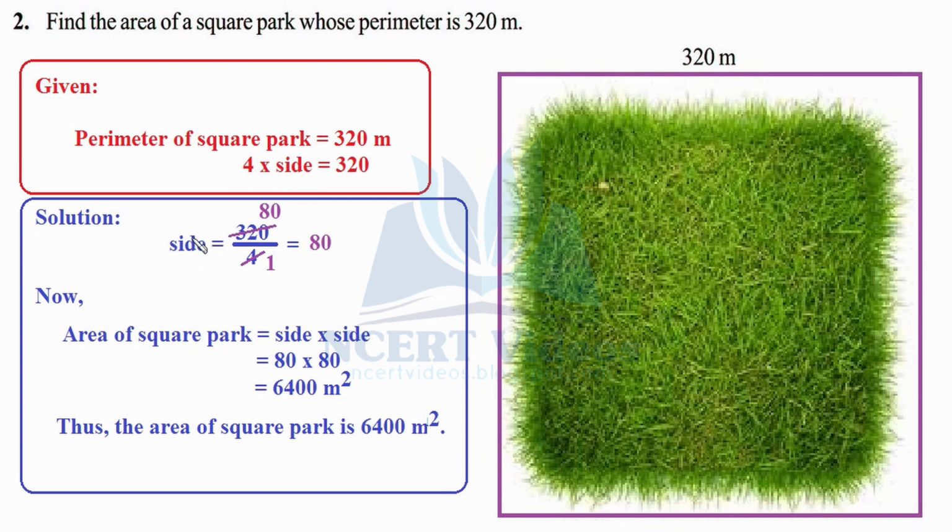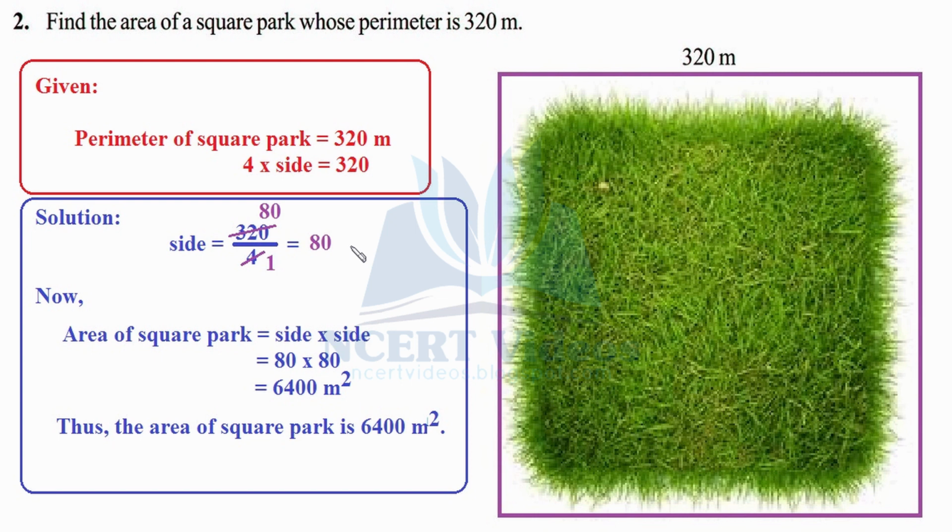Remains on left hand side. That is equal to 320 divided by this 4. So 1 4 is a 4, 4 8 is a 32, and 0 as it is. We found this side. Hence, the side is 80. This is 80, this is 80, this is 80, and again 80 meters.